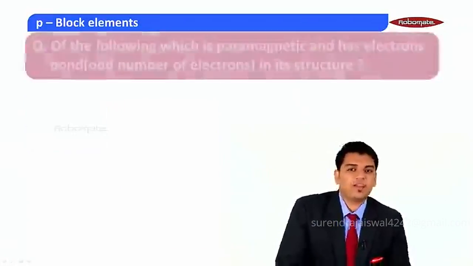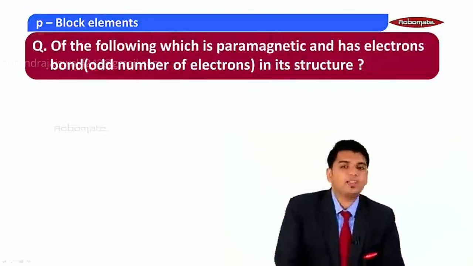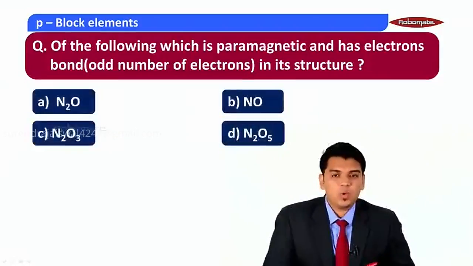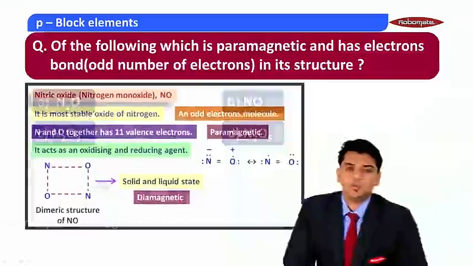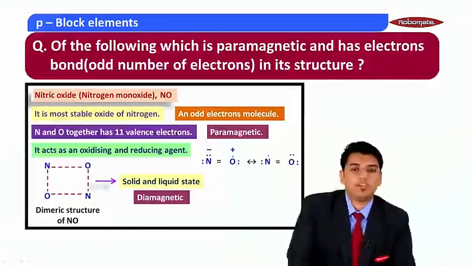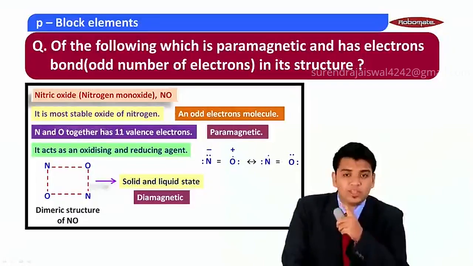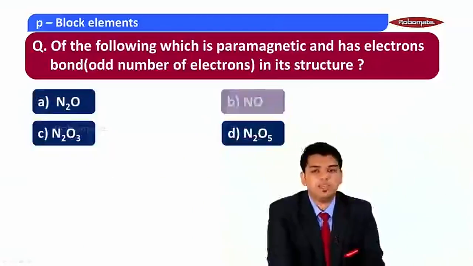The next one that I have for you is, of the following which is paramagnetic and has an odd number of electrons in its structure? N2O, NO, N2O3 and N2O5. As we can see, the oxide that we have here is NO, and it has an odd electron molecule, and below that you can see that it is paramagnetic. So our answer is option B, NO.